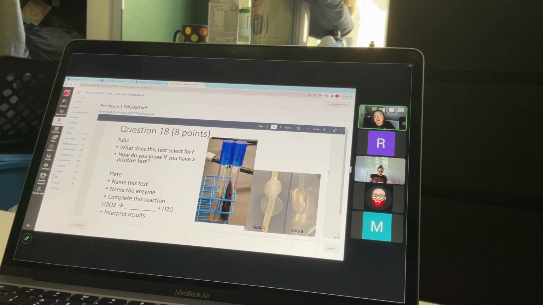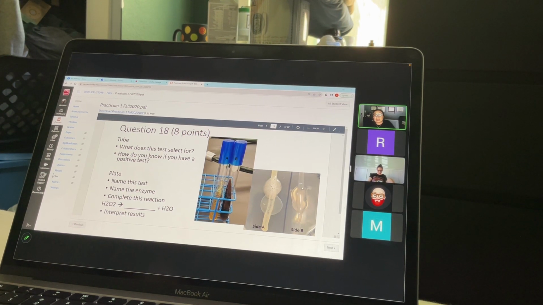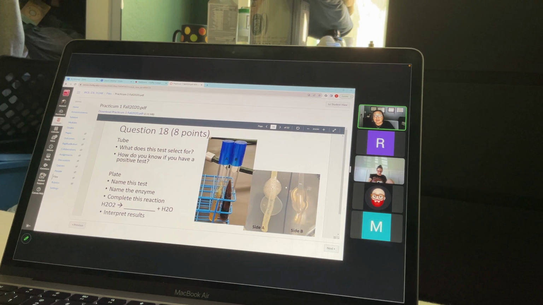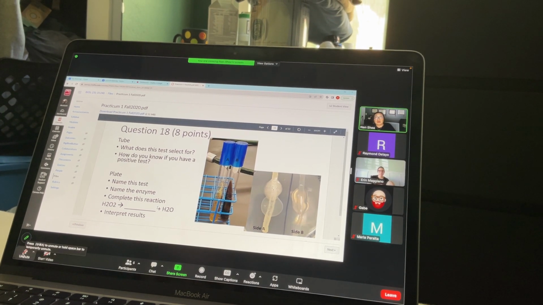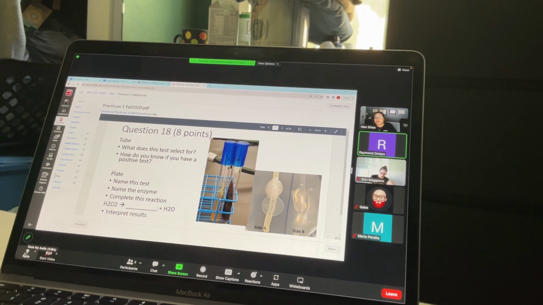And then on the plate, you guys know this. This is a catalase test. The name of the enzyme is catalase. And then complete these reactions. I add hydrogen peroxide. If the organism has catalase, then it breaks down to blank plus water. Oxygen.